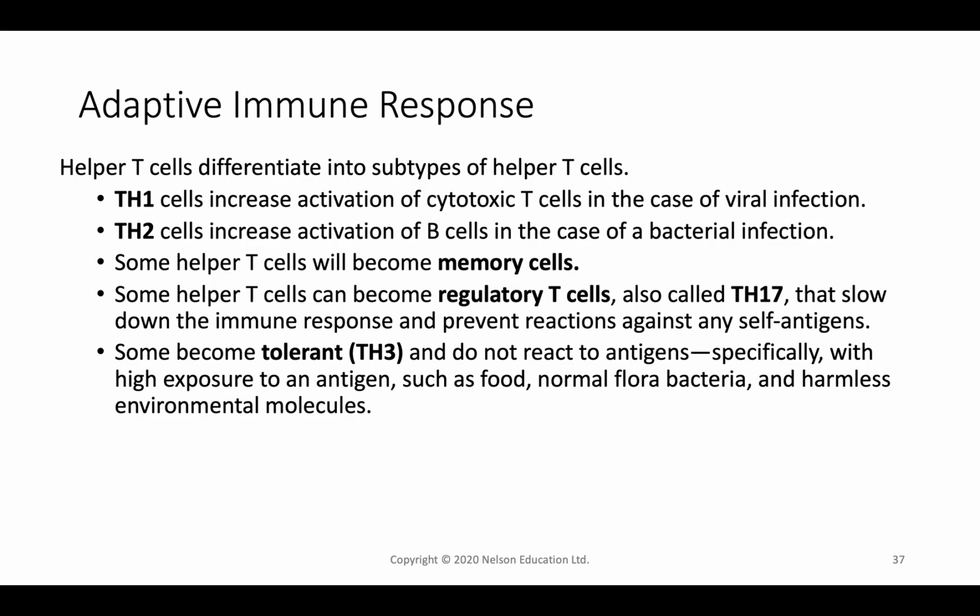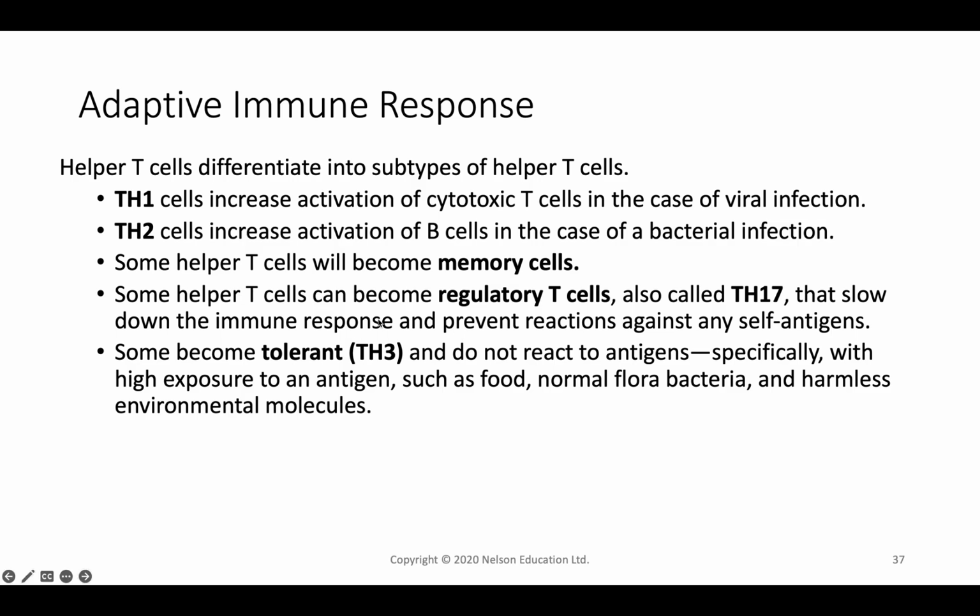As I mentioned, every time that we create a new weapon for our arsenal, we put it in our memory bank. So some of the helper T cells will be creating memory cells that will linger for a while to be able to help prevent a future infection of whatever it is that's infecting us now. And some of the helper T cells become Th17 cells. They go out and attack this foreign body.